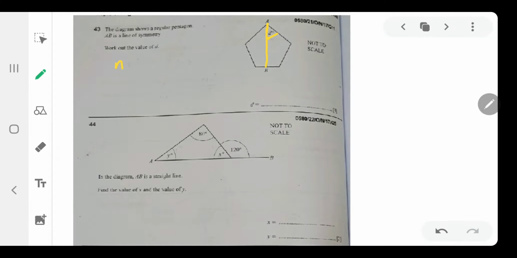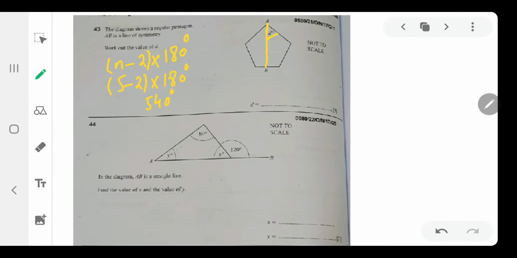So we use (n minus 2) multiplied by 180, which gives us the sum of the interior angles of a pentagon. n is the number of sides. So a pentagon has 5 sides. (5 minus 2) multiplied by 180 degrees gives us the value 540 degrees.